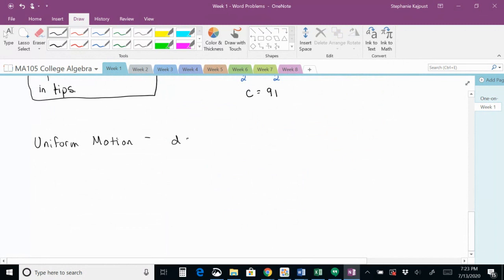These use the equation distance equals rate times time. So d is always the distance. r is the speed or the rate. And then t is time. So with these types of problems, I usually draw pictures just to indicate going back and forth, left or right kind of things. I just like to draw a picture. So let's see if we can find a good example.